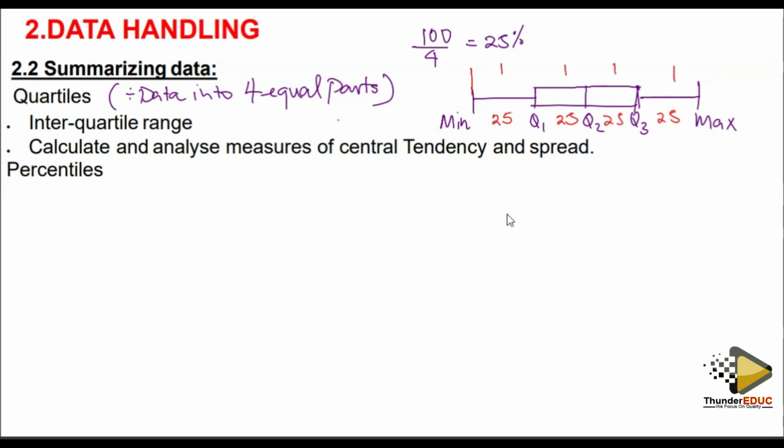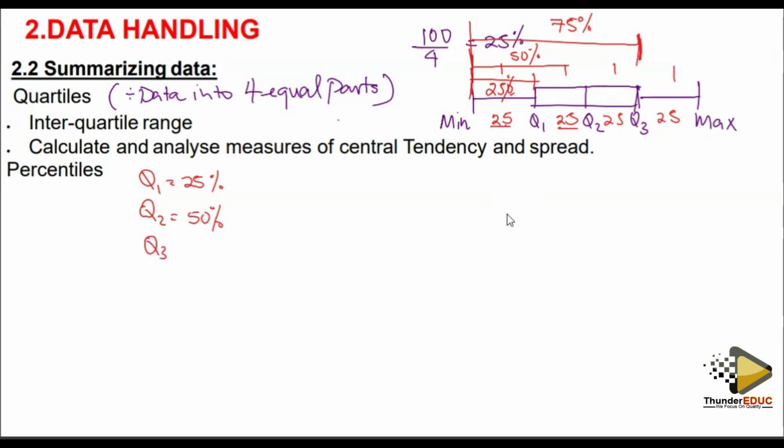But then, if you start from here to there, this is Q1. It only carries 25 what? 25%. Then from the lowest to the middle, it has 25 and 25, which carries 50%. Then from the lowest to the third, we have 75%. Simply meaning your Q1 carries 25% of the data. Your Q2 carries a half of the data. Q3 looks at 75% of the data.